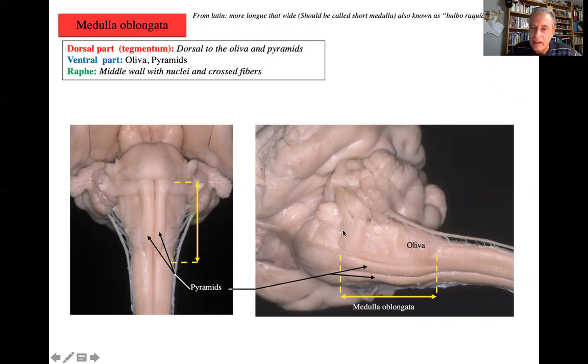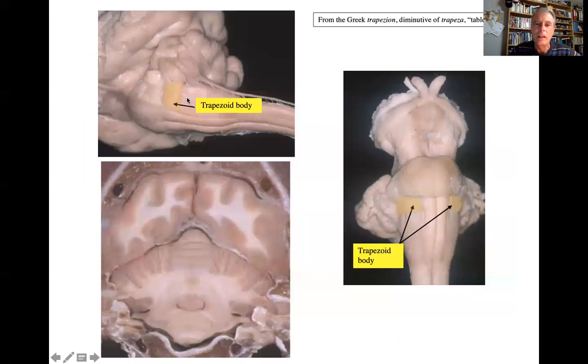So this is a ventrolateral view, where you see the trapezoid body related with the facial and vestibulocochlear nerves, here the glossopharyngeus and vagus, right? The accessory, right here, and here you have the hypoglossal nerve. And this is the medulla oblongata with eventually the pyramids. So we'll start with the trapezoid body.